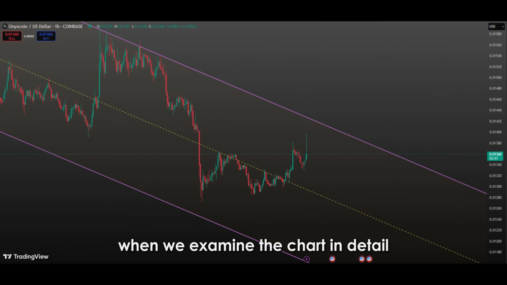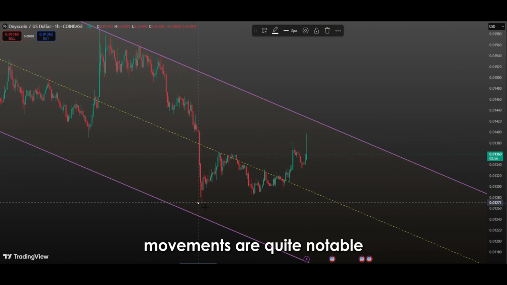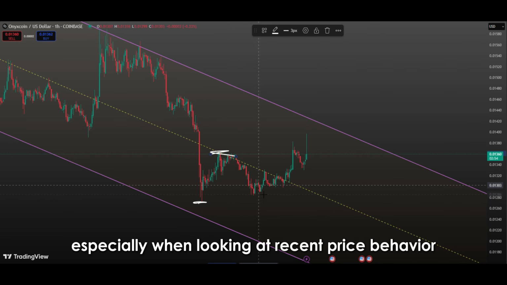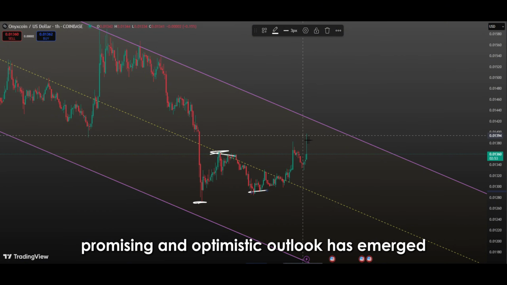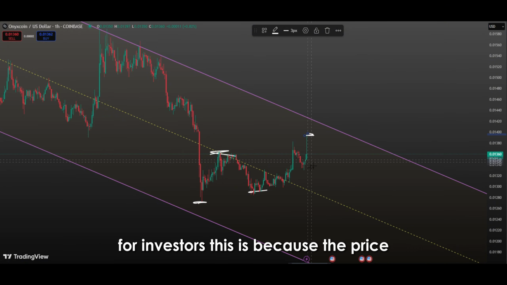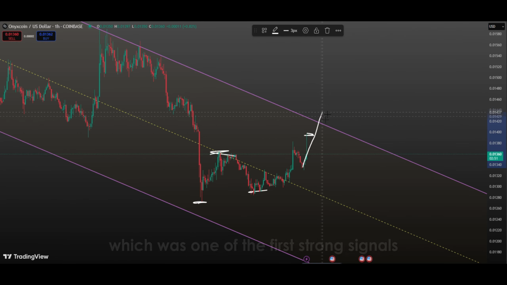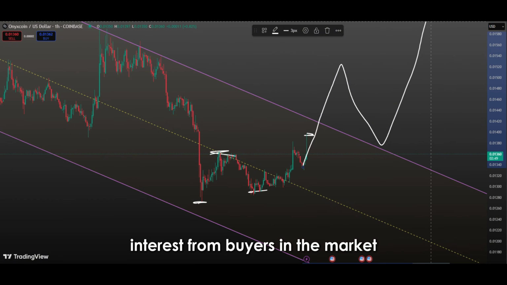Stay tuned. When we examine the chart in detail, we can clearly observe that the price movements are quite notable and provide technically strong signals. Especially when looking at recent price behavior, it is possible to say that a rather promising and optimistic outlook has emerged for investors. This is because the price previously formed a higher low pattern, which was one of the first strong signals indicating increasing interest from buyers in the market.